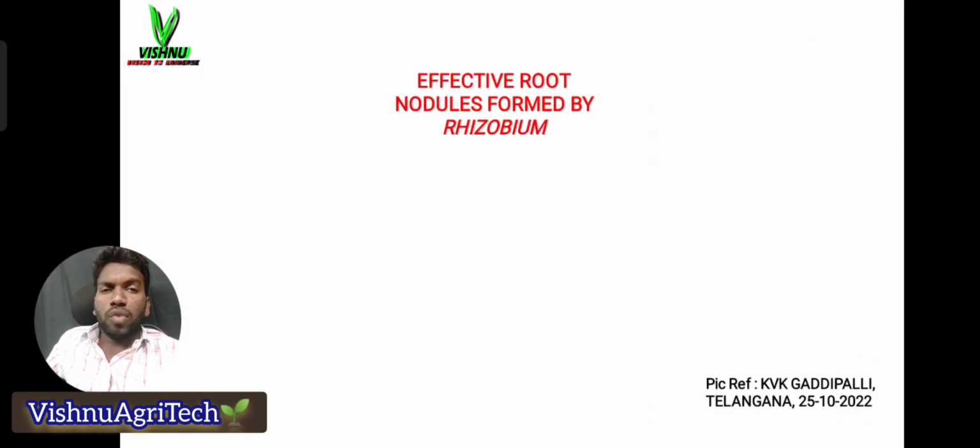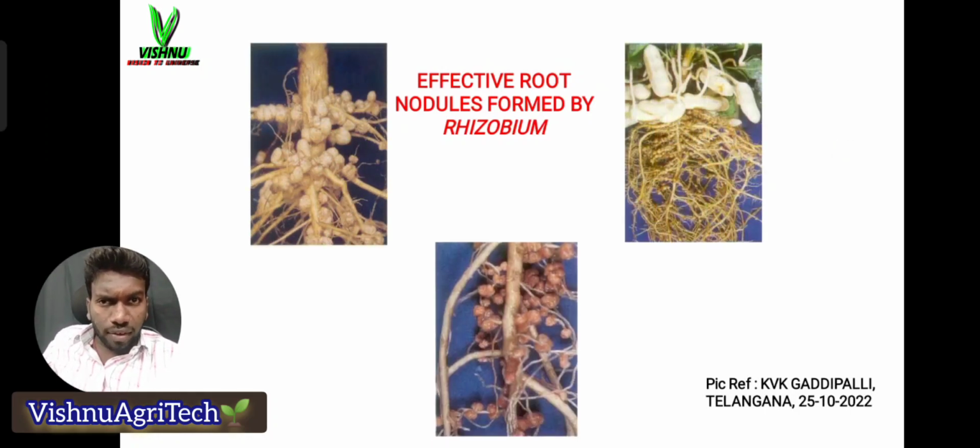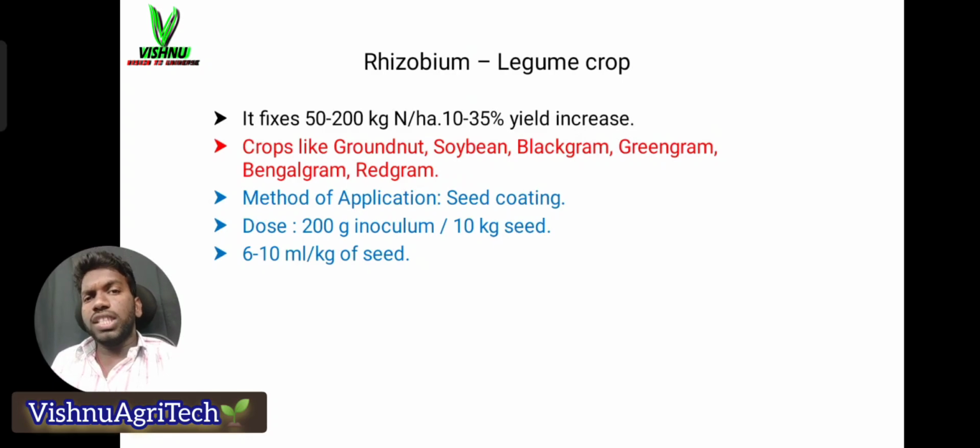And next one, the effect of root nodules formed by rhizobium. These pictures are taken from KVK. Here we can see nodules formed by rhizobium. This is the formation of rhizobium nodules on the roots. It fixes 50 to 200 kg of nitrogen per hectare, and 10 to 35% yield is increased. Crops include groundnut, soybean, black gram, green gram, Bengal gram, red gram. Method of application is seed coating. The dose is 200 grams of inoculum per 10 kg seed, and 6 to 10 ml per kg of seed also.